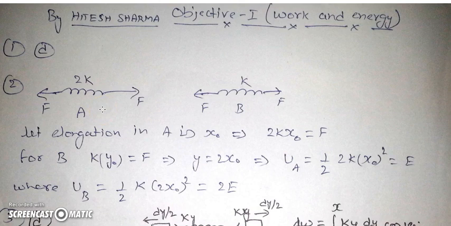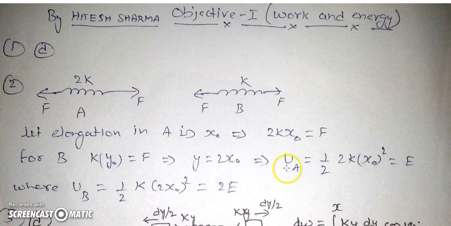Let's look at the diagram. This is 2K and this is K. It is B, it is A. Let the elongation in A be x naught. So the force will be 2Kx naught, which is F. The same force, 2Kx naught, will give you y naught elongation in B. So y naught is nothing but 2x naught. So the elongation in B is double that of A because the spring constant is half that of A.